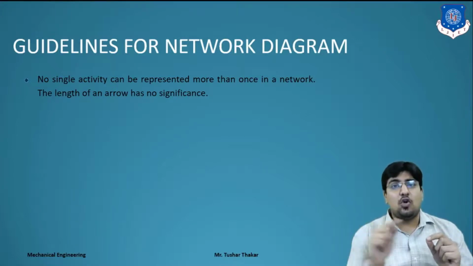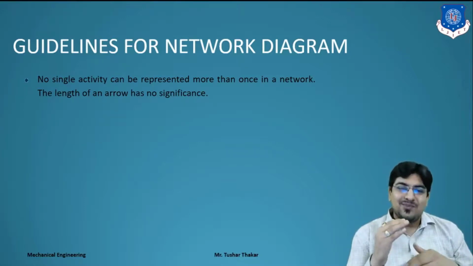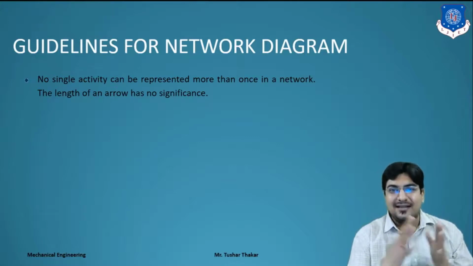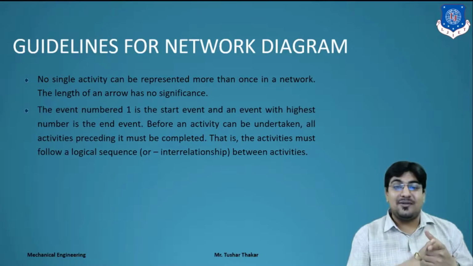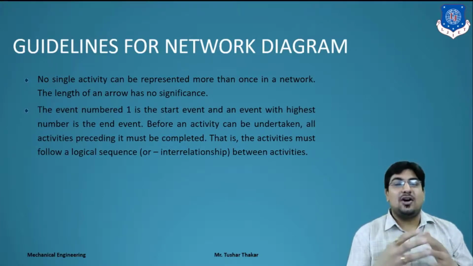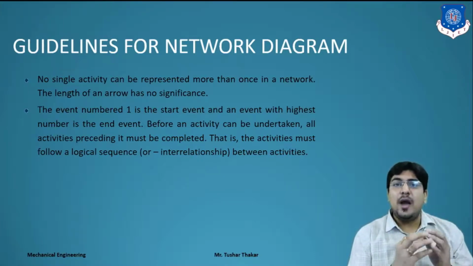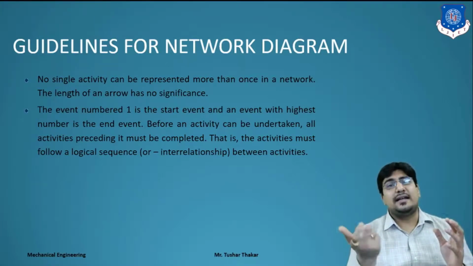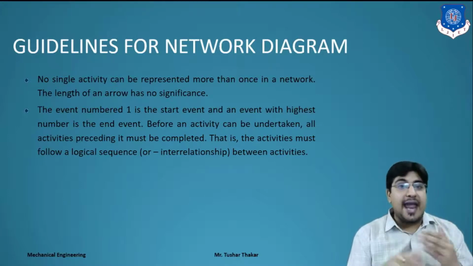And we draw an arrow to indicate activities. The length of the arrow has no significance and need not be in a standard format. Next, event number 1 is the start event, and the last, highest-numbered event is called the ending event. It means you have to start from node 1, and if the latest node event is number 7, then node 7 will be considered the end event.